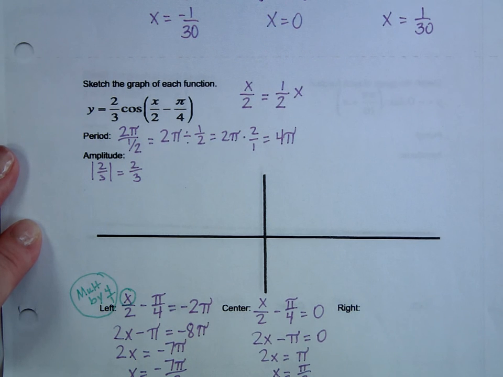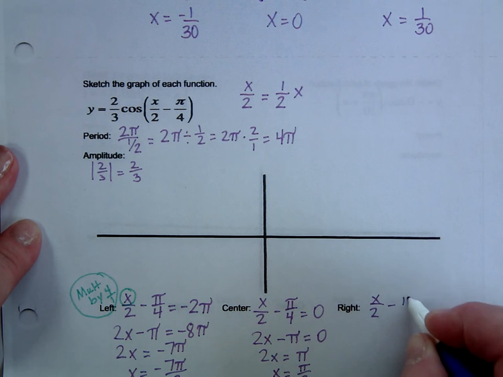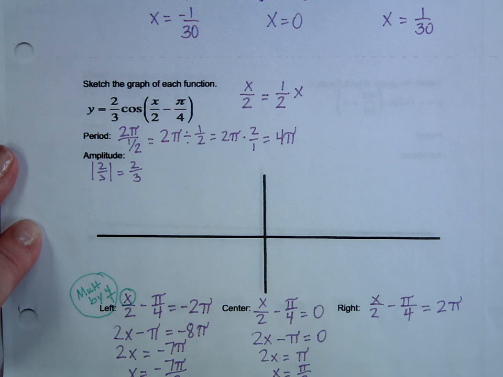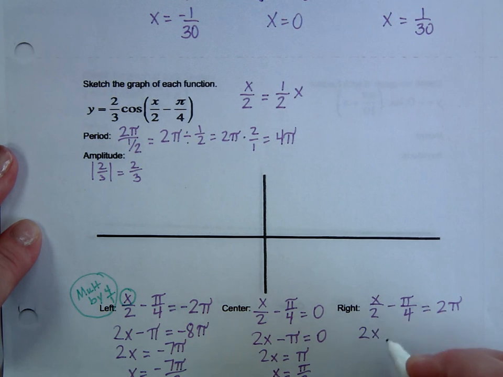And then when I go to the right, I can still do the same type of thing. X over 2 minus pi over 4 equals positive 2 pi. And the work's going to be the same work that you did initially over here, except this is going to be a positive 8 pi. So 4 times x over 2 is 2x. 4 times pi over 4 is pi. 4 times 2 pi is 8 pi.